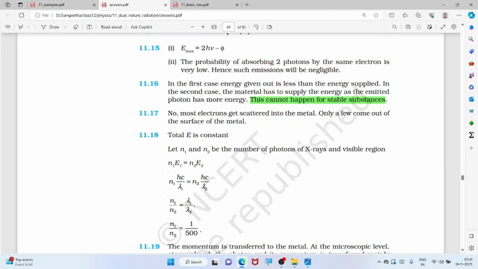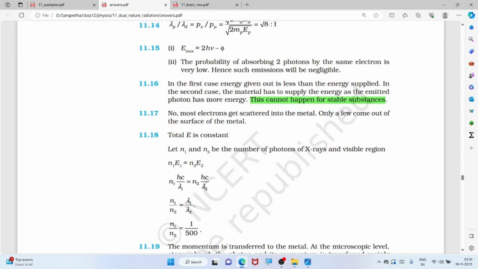In the first case, the energy emitted is less than the energy supplied. This can happen. In the second case, the material has to supply the energy, as the emitted photon has more energy. This cannot happen. Emitted energy cannot be more than the absorbed energy in stable substances.